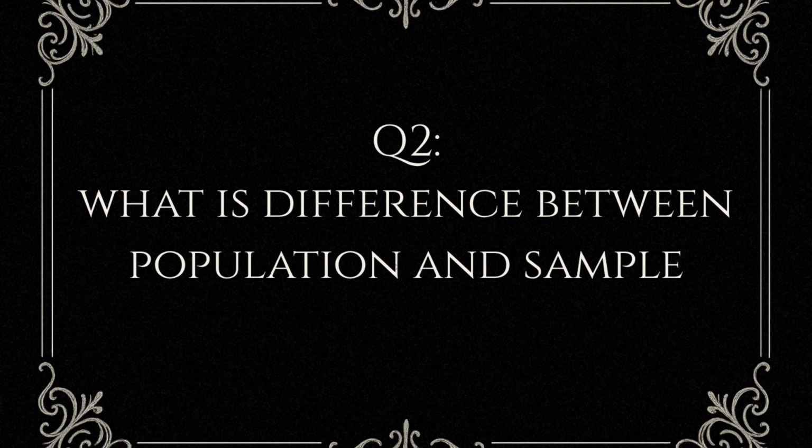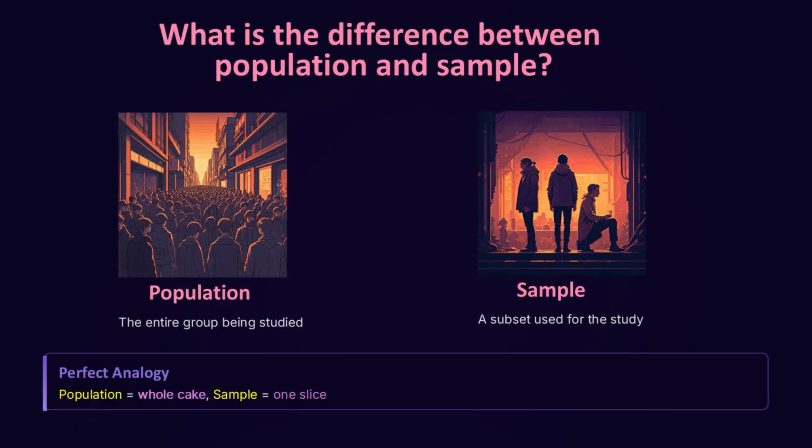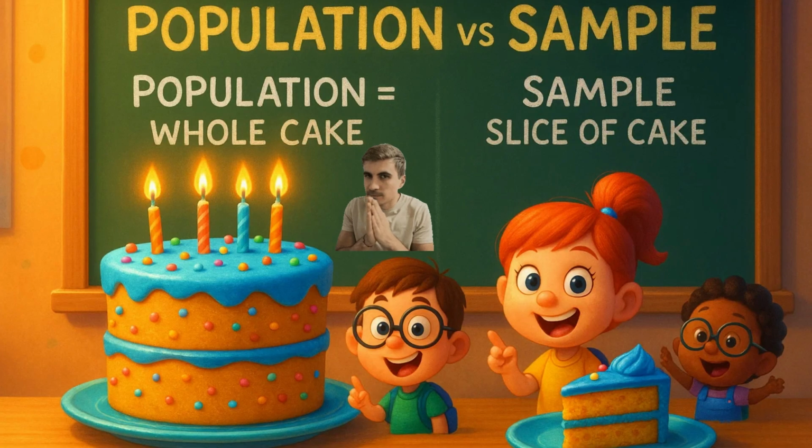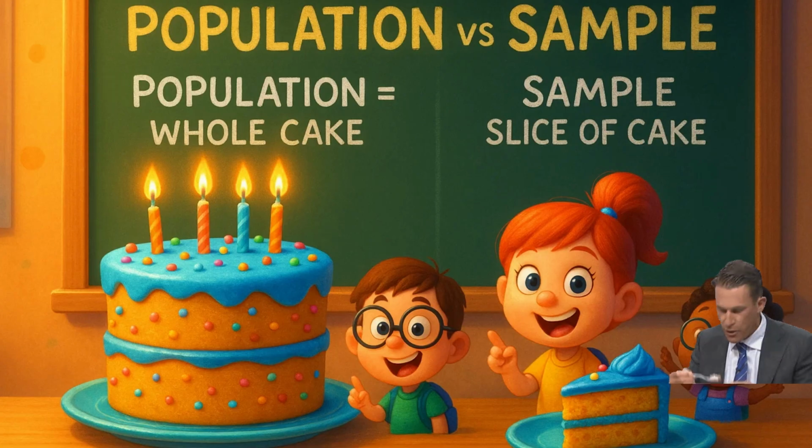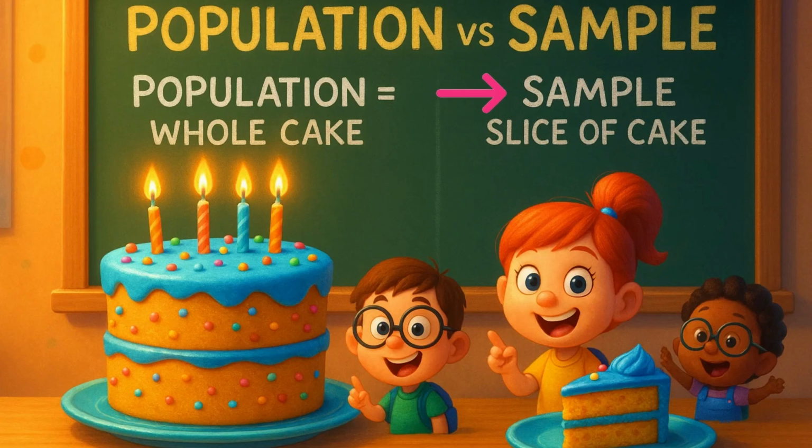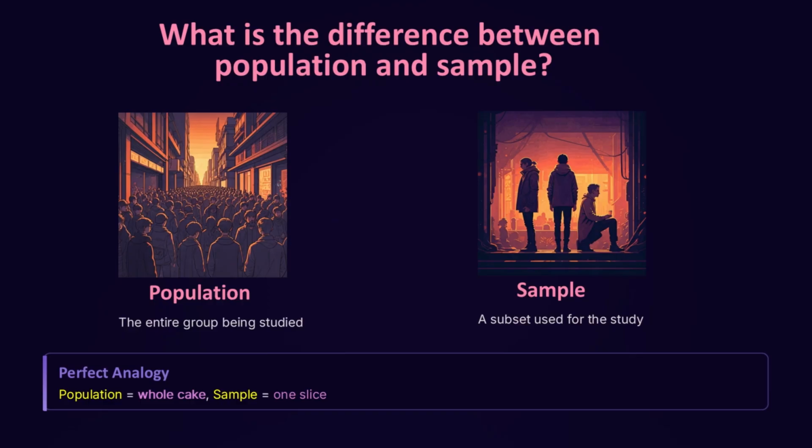What is the difference between population and sample? A population refers to the entire group that we are interested in studying, while a sample is just a smaller part of that group that we actually collect data from. To make this clearer, imagine first a whole cake sitting on the table. This represents the population because it is the complete set. Now imagine cutting out just one slice of that cake. This represents the sample because it is only a portion of the whole, but it still gives you a taste of what the entire cake is like.